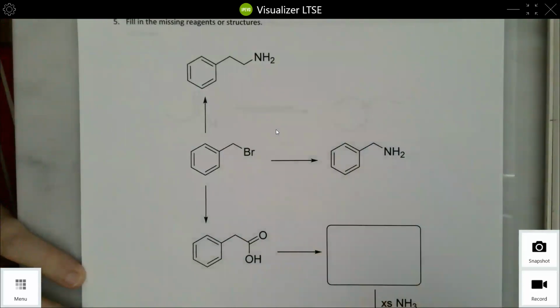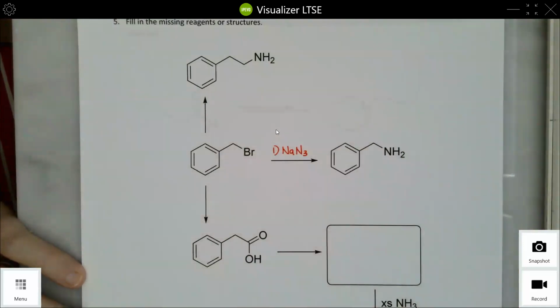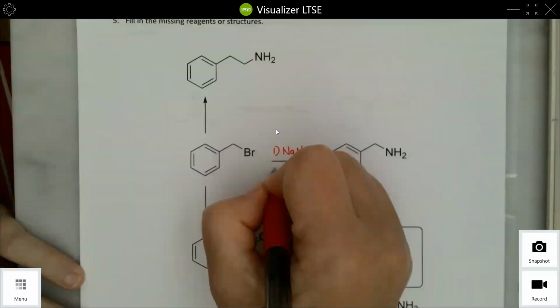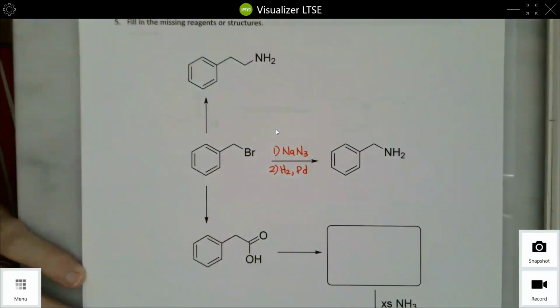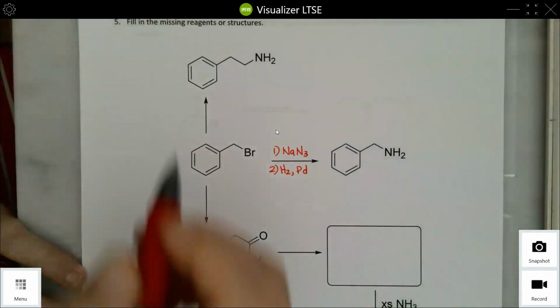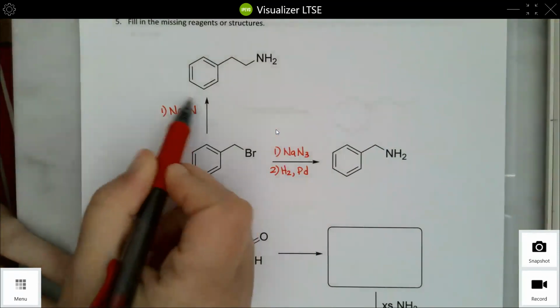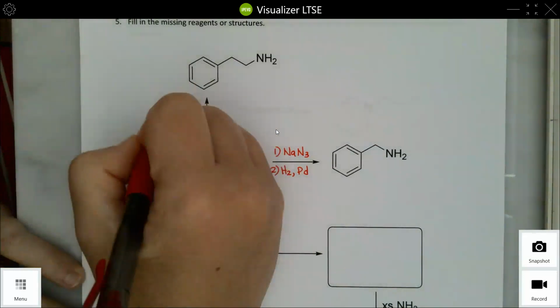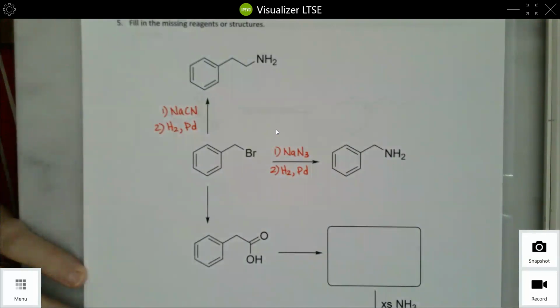If we're not trying to add a carbon, then we can use NaN3, which is sodium azide, and we can do a hydrogenation or use lithium aluminum hydride to reduce the azide to an amine. Because we do want to add a carbon here, we want to be careful to use sodium cyanide. So that actually adds a carbon. We get a nitrile intermediate, which can also be reduced under lithium aluminum hydride or a hydrogenation.